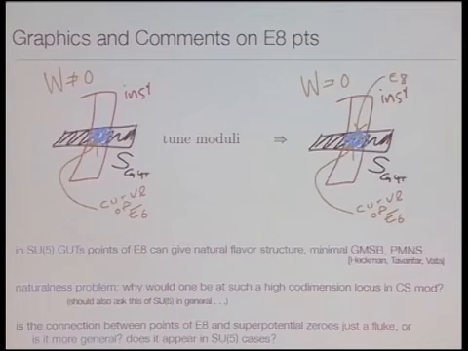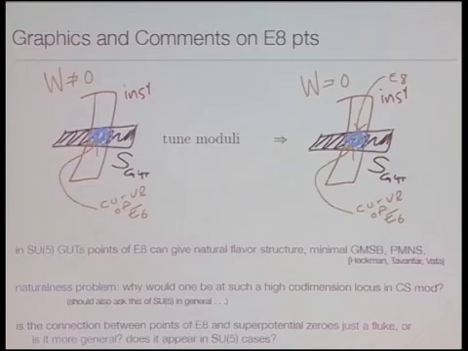And generically, for generic moduli, the superpotential is non-zero. But then if you tune the moduli such that you get not a single point, one point is enough, but you could have more points of E8 enhancement, then it turns out that the superpotential is 0. And in this example, this is if and only if.